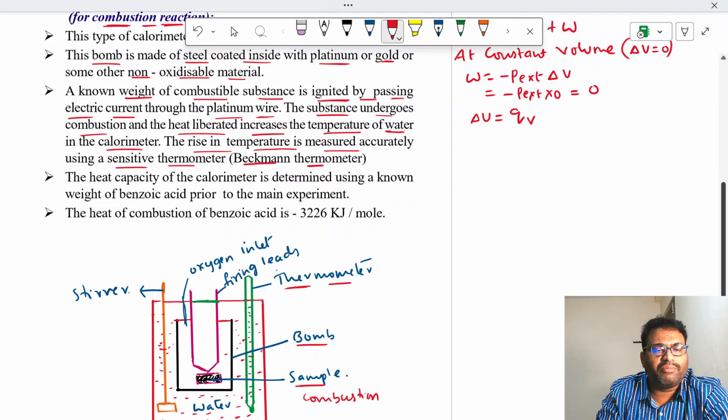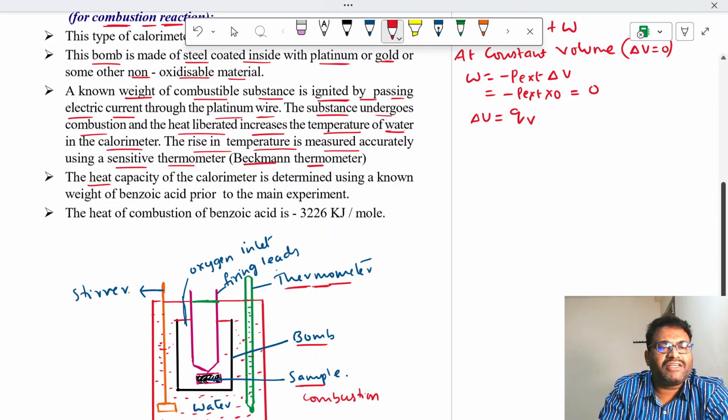This is what is done in the bomb calorimeter. A combustible substance is taken and electricity is passed. When electricity is passed, it undergoes combustion. After combustion, a large amount of heat energy is liberated. That heat is absorbed by the water as well as the bomb, and there will be a rise in temperature. The increase in temperature can be measured by using this thermometer in the bomb calorimeter.